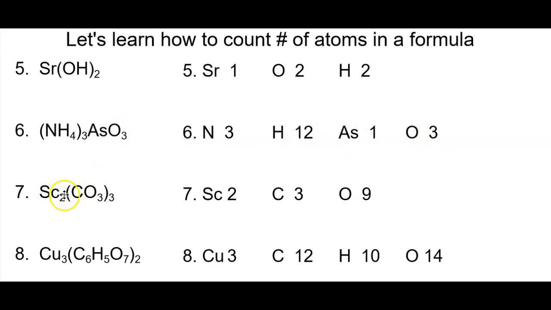Again, here this 2 is going to go with this, so that's 2. This 3, because it's outside the parentheses, goes to both the stuff inside. So 3 times 1 is 3. 3 times 3 is 9.